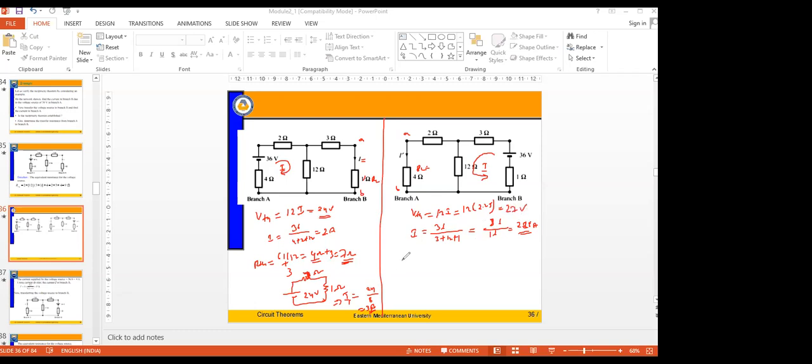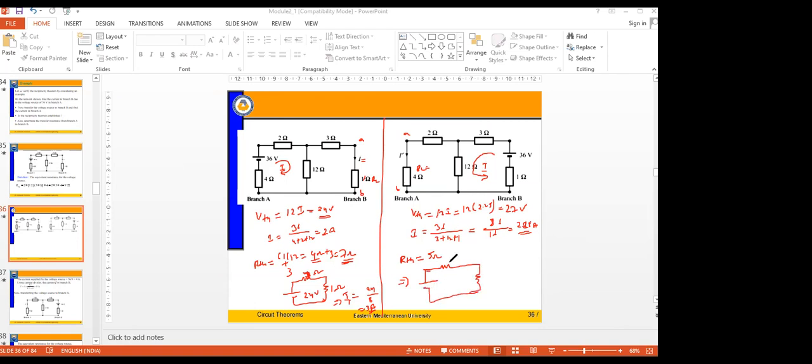So VTH is 12 into 2.25, that is 27 volts, right? Now, what is the value of RTH going to be? This is open circuited, these are shorted. So these two are in series, 4 in parallel with 12, 4 into 12 by 16, that's 3, plus 2. RTH is 5 ohms, right? Therefore, the equivalent circuit will be like this, right?